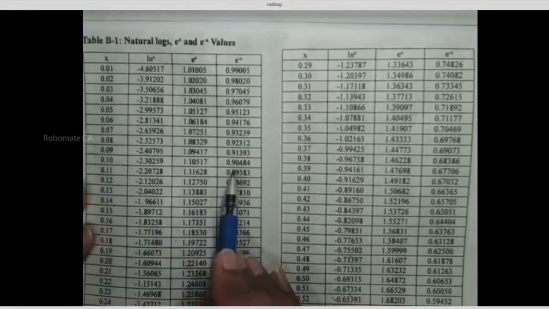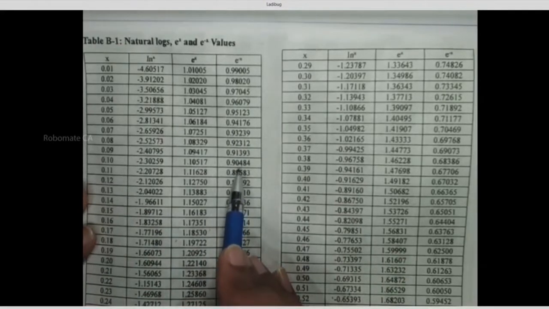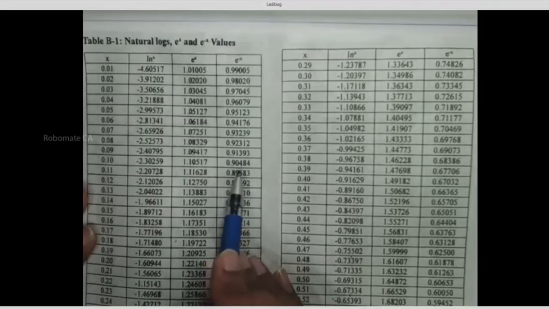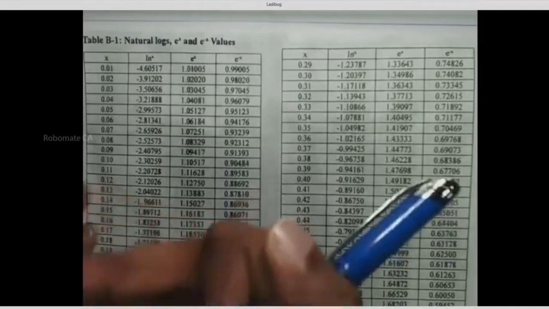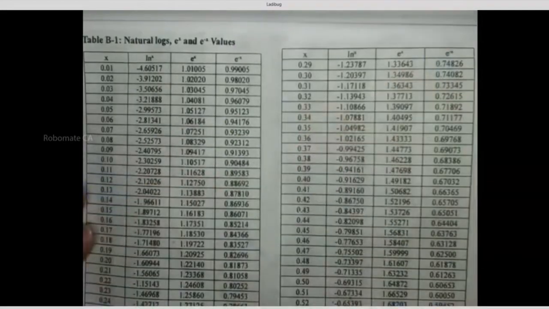That's one simple example. 10%, that is 0.10. What is the P factor for 0.10? 0.90484. Normally it would be 0.9091, but it becomes 0.90484, much lesser, because of continuous compounding. Everybody, are you following or not? Can I proceed?